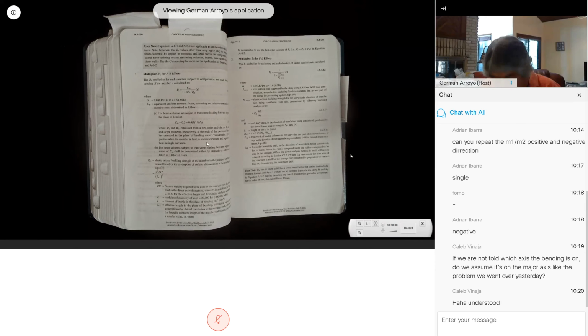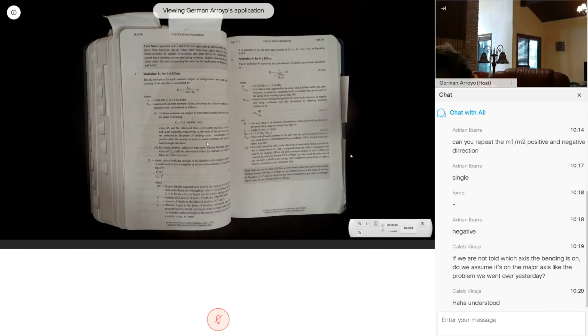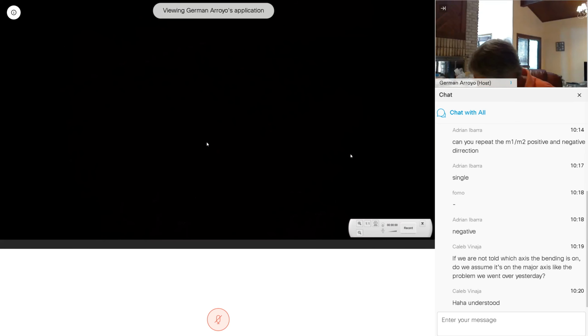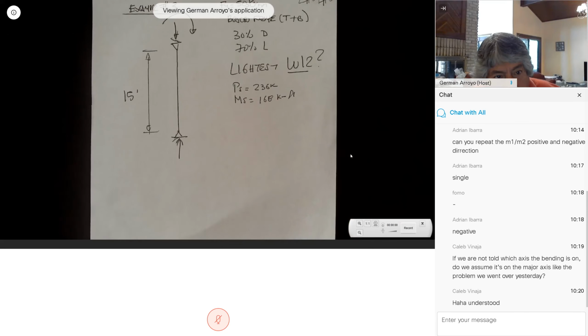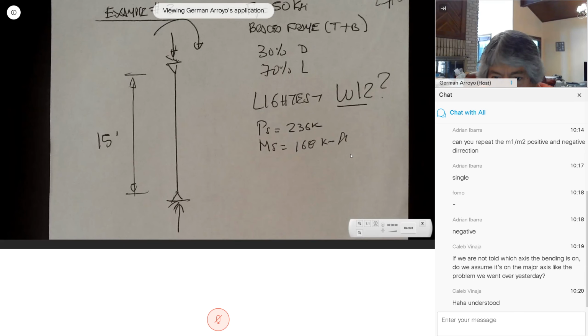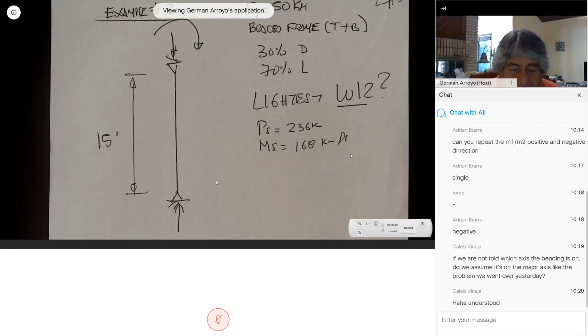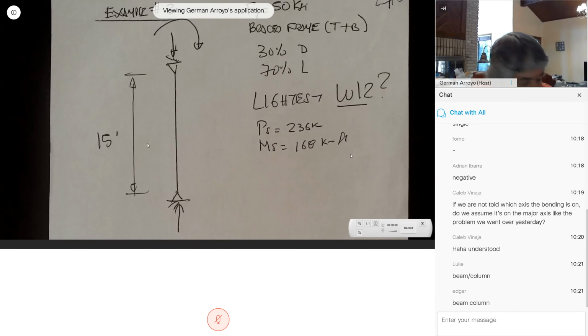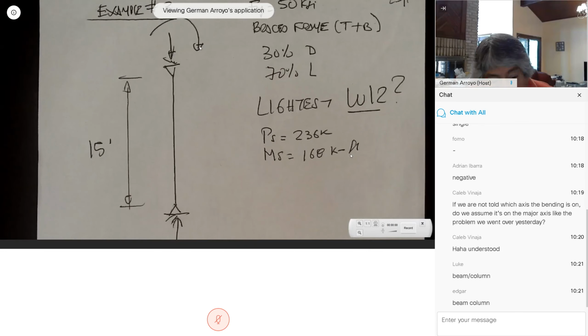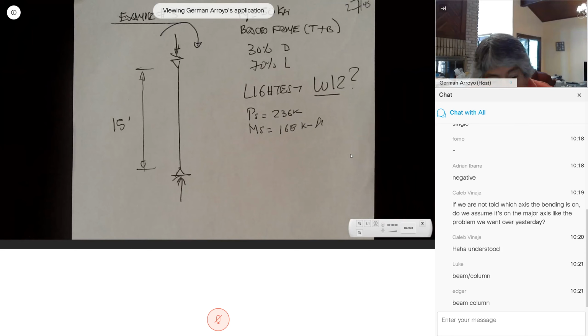Okay. So I solved several problems today. And this is the first one. Whenever you look at a problem like this, the first question that you need to ask yourself is, what type of problem do they want me to solve? Is this a column? Is this a beam? Is this a beam column? So anybody, what kind of problem is this? Bingo. That's the right answer, because we had an axial load and we had a moment. The moment could be at the top, could be at the bottom, it could be both, it could be a transversal load, but we have to understand it is a beam column.